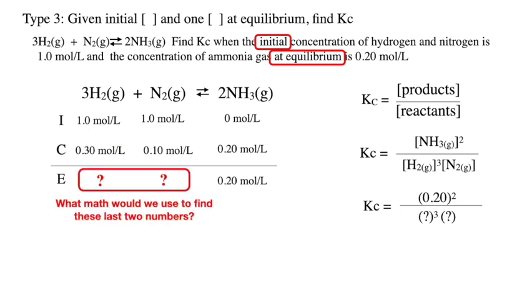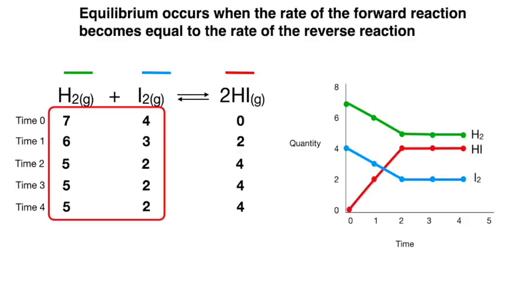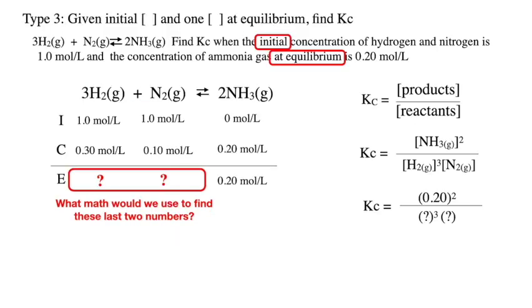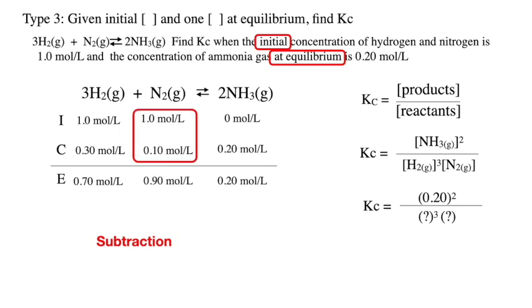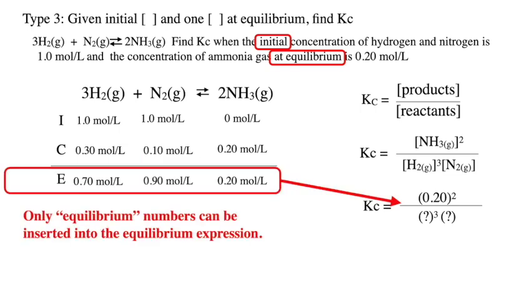Okay, and now what math do I use here? Well, remember back to the previous lesson. Look at hydrogen's concentration when it was initial, and then it dropped to the equilibrium numbers. It went down from 7 to 6 to 5, and iodine went down. The concentration of the reactants is dropping as they slam together and form products. So we're subtracting. It's going down. So I subtract. 1 subtract 0.3 is 0.7. That one's 0.9. And now I finally have my equilibrium numbers to stick into my equilibrium expression to find my equilibrium constant.